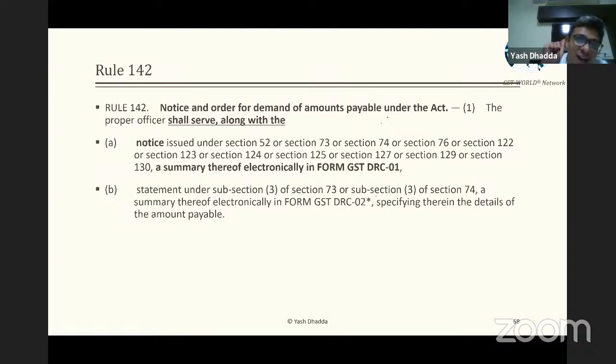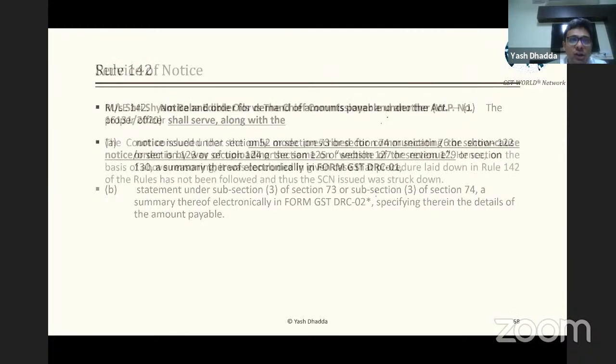Uska ek summary hai DRC 01. DRC 01 has to be electronically. नोटिस के बारे में 142 कुछ नहीं बोलता, बट हम ही मानते हैं कि अगर DRC 01 इलेक्ट्रॉनिक है तो नोटिस भी इलेक्ट्रॉनिकली होगा. It may or may not be electronic, but DRC 01 has to be electronically. Now on this issue, what is electronically?